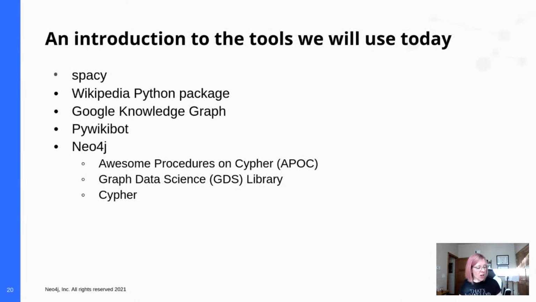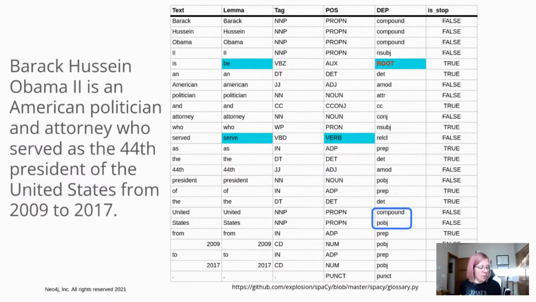All right, let me ask you a question here really quick. Say you have this sentence and we have a subject and we have an object. What's a way that you could get the verb that connects those two? I have a few verbs here, I have served, I have is. How could we connect Barack Hussein Obama to something like the United States? I also see president here, that's another object.